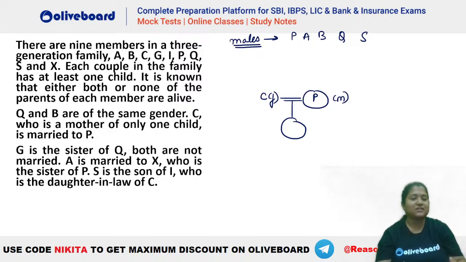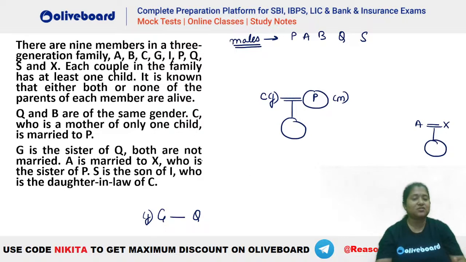Now what is given? G is the sister of Q. Both are not married. Okay, so we have G is the sister. So G is a female person. She is the sister of Q, and G and Q are not married to each other. Now A is married to X here. Okay, so A is married to X, and we know every couple should have at least one child. That means there should be a child for A and X.